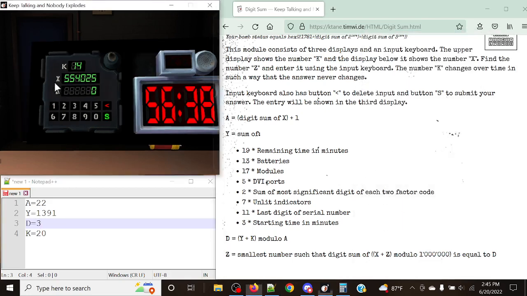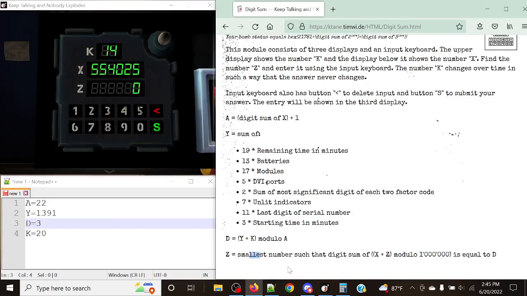Now what do we do with this answer? Because now we get to the part of Zulu. Zulu wants you to input the smallest number such that the digit sum of X-ray plus Zulu modulo 1,000,000 is equal to delta. So now, essentially what we need to do here is figure out a solution to that. So we're going to add X-ray plus Zulu, and what we want is for it to have a digit sum of 3.